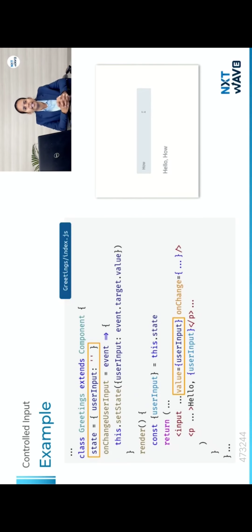So here in the greetings component, you can see in the state we are maintaining the user input, and whenever the user enters something, the onChange will be triggered. So there you can see we are updating the state with the updated value, right?